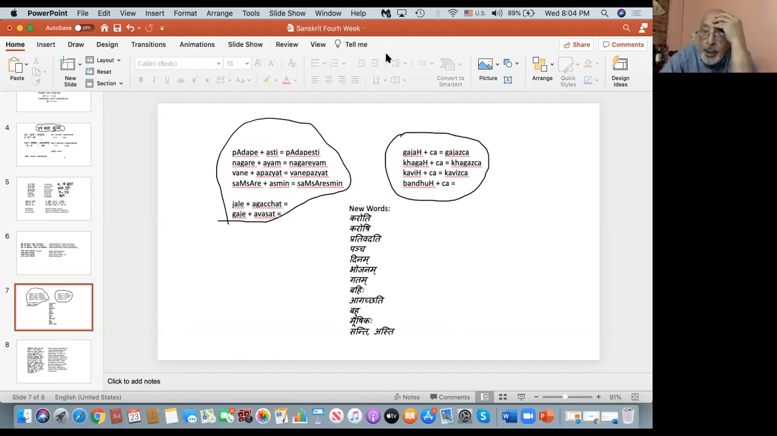Okay, so one of the visarga sandhis here: gajaha, the H stands for visarga, right? Gajaha cha, that visarga turns into sha. Gajaha visarga cha, gajashcha. Same way, khagaha cha, that is visarga. This visarga, which is written here as capital H, turns into sha, khagashcha.